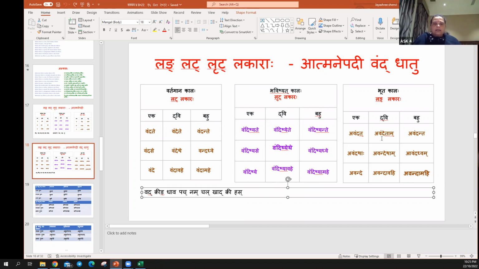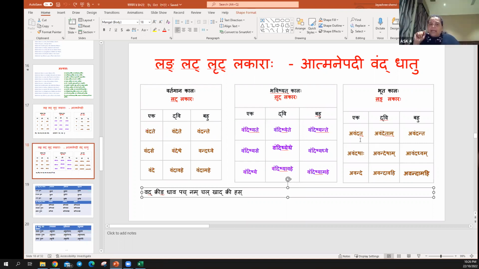Then lang lakara, bhutakala. So here, avandat: when lang lakara comes, a comes here, so alabhata. You have to take out that vand dhatu and put lab dhatu. Alabhata, alabhetam, alabhanta. There's no nakara in lab dhatu, whereas in vand dhatu a nakara comes. So, alabhathaha.